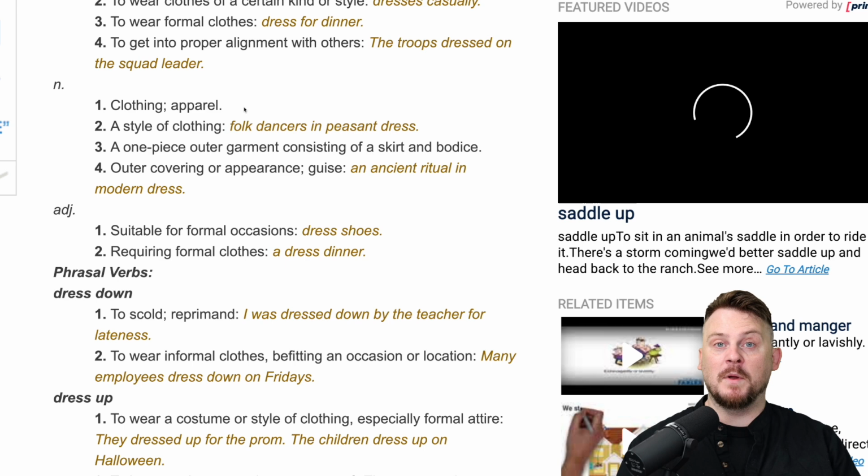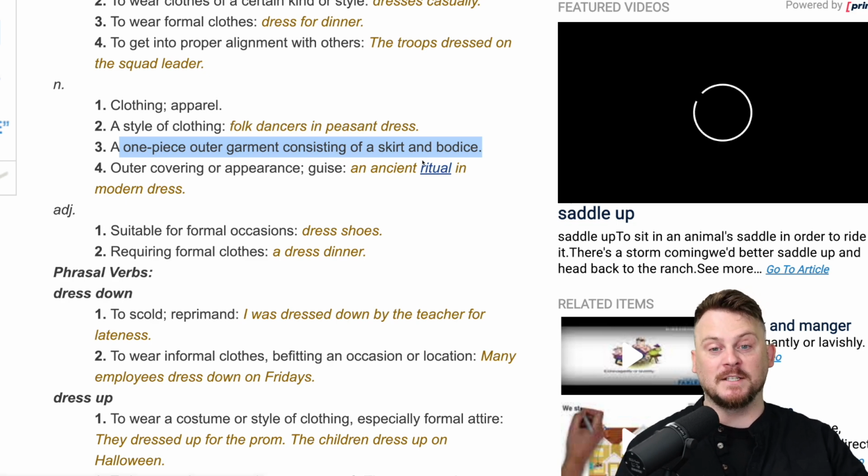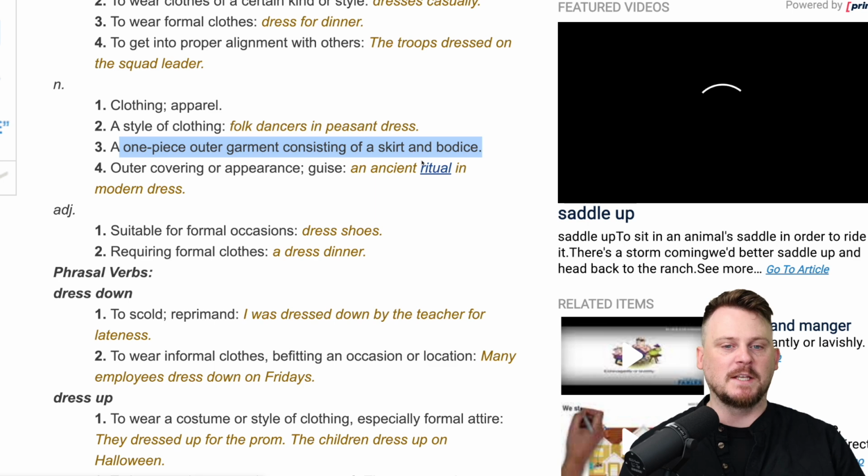Noun, clothing or apparel. Okay. Now we could be talking about clothes in general there, or the type of clothes. If we say a dress, then we're talking about, well, that would be definition 3. A one-piece outer garment consisting of a skirt and bodice. So that's a dress. She is wearing a dress. Oh, she has a very beautiful dress on.